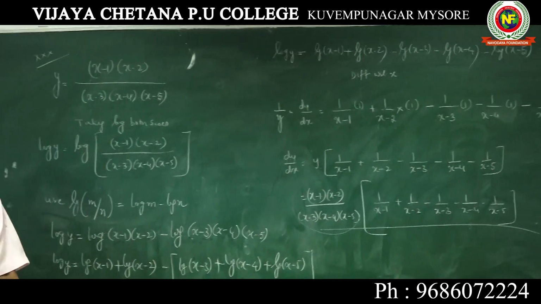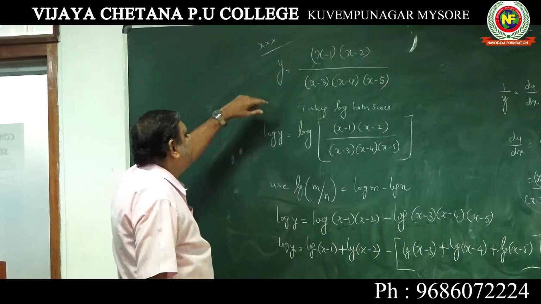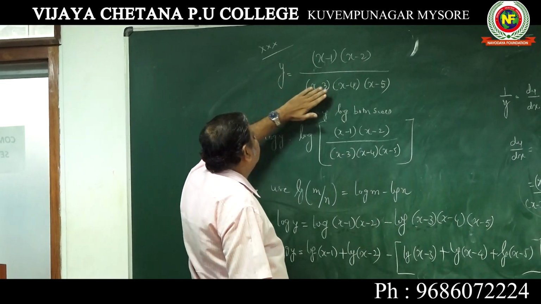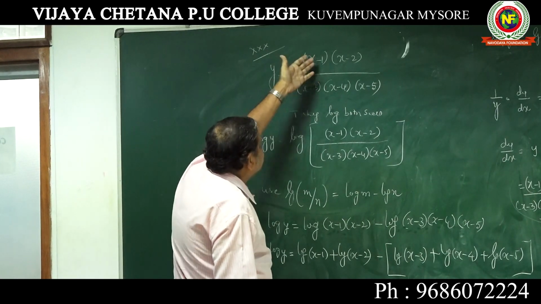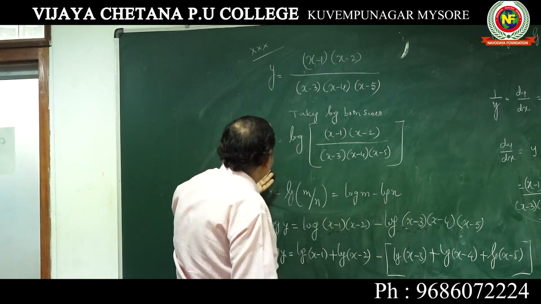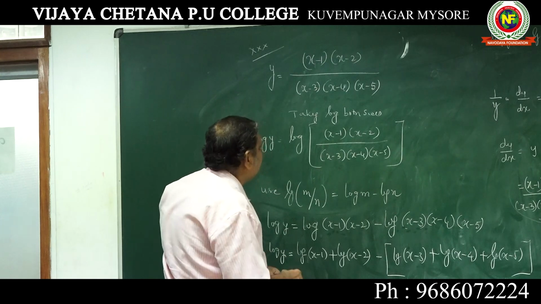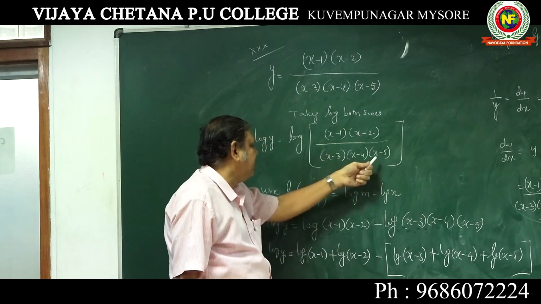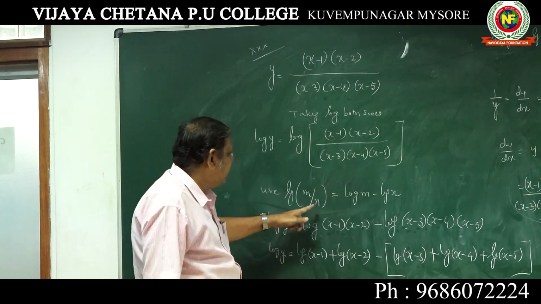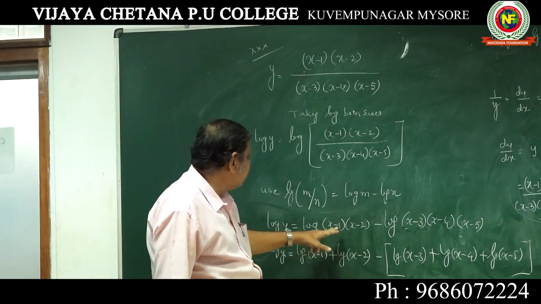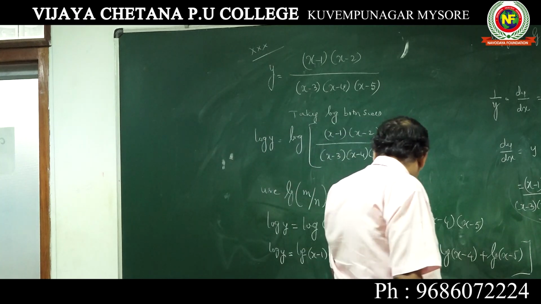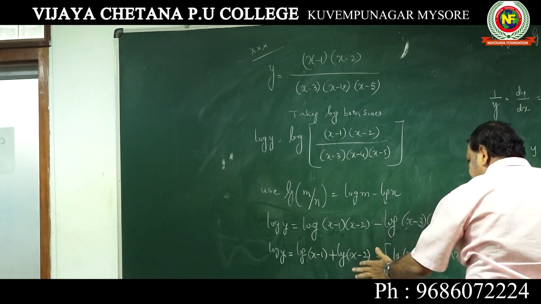Once again I will tell you, it's an important problem. (x minus 1)(x minus 2) by (x minus 3)(x minus 4)(x minus 5), taking logarithms both sides because it has got more than 2 terms. Now log y is equal to log of so much, log m by n, formula log m minus log n, that is what we have written, log of so much minus log of so much. Here it is log mn is log m plus log n.